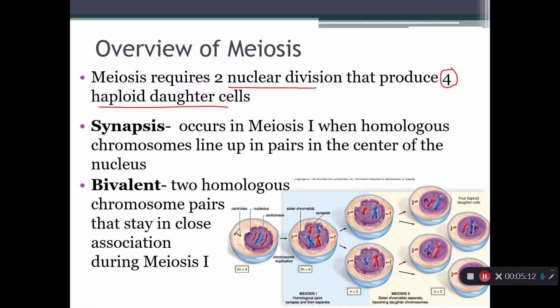Okay, just some vocabulary. The synapsis occurs in meiosis 1 when the homologous chromosomes line up in pairs in the center of the nucleus. That's called synapsis. And you can see it right here. They line up in pairs. Okay, bivalent, or 2 homologous chromosome pairs that stay in close association. So chromosomes that are generally close together and inherited together.